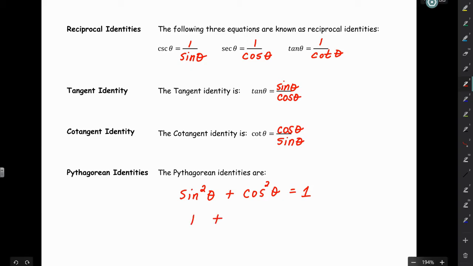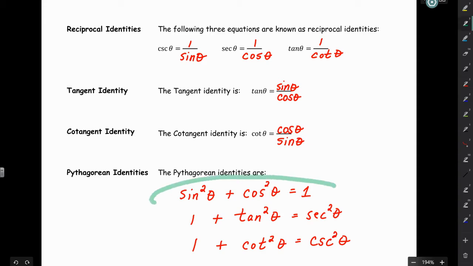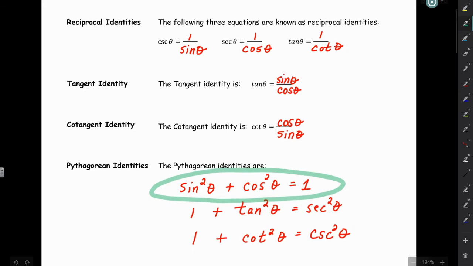1 plus tangent squared theta equals secant squared theta. The other one is 1 plus cotangent squared theta equals cosecant squared theta. But really, the most important one that we're going to look at is, again, our friend sine squared plus cosine squared equals 1.